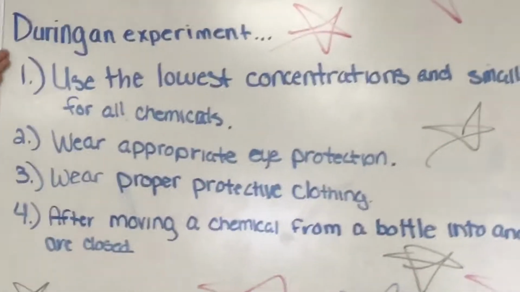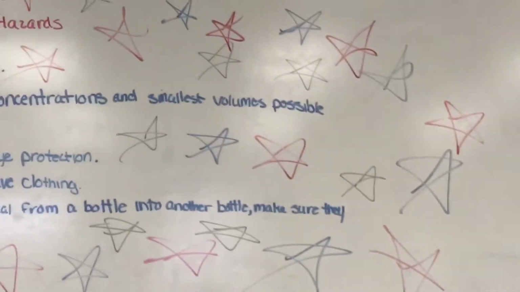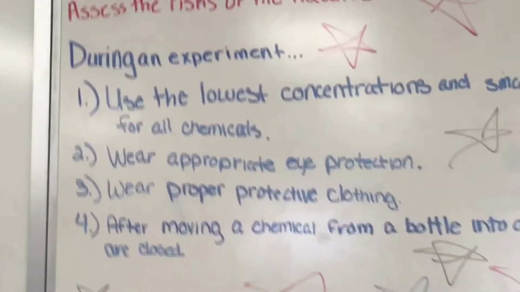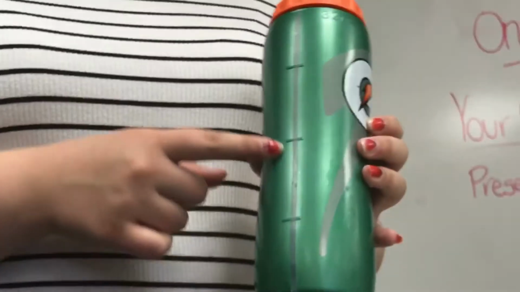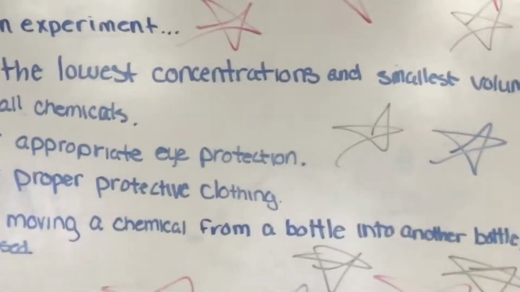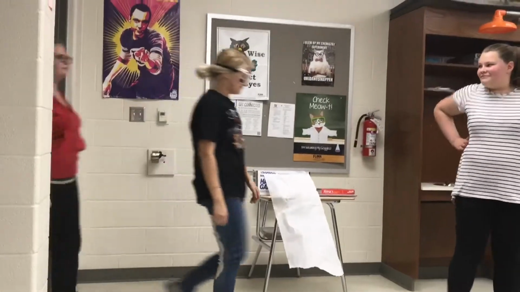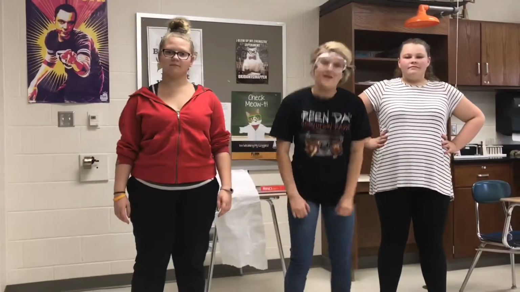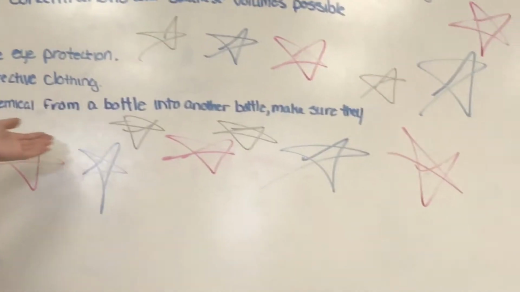During an experiment, use the lowest concentrations and smallest volumes possible for all chemicals. Fill it to here instead of to here. Wear appropriate eye protection. Wear proper protective clothing. Who's wearing the proper lab wear? I am! And after moving a chemical from a bottle into another bottle, make sure they are closed properly.